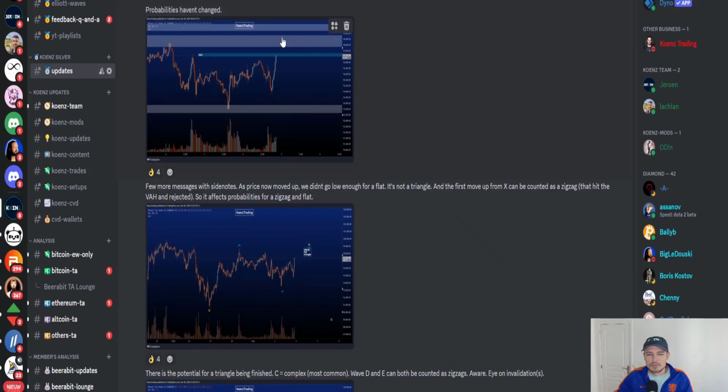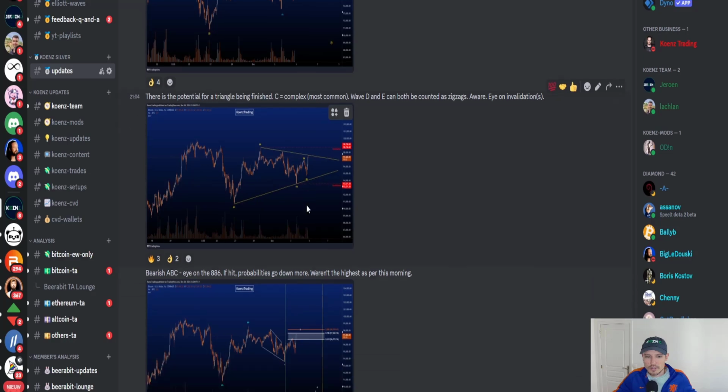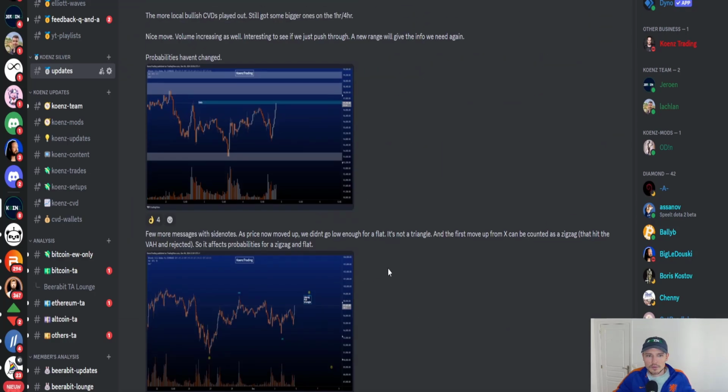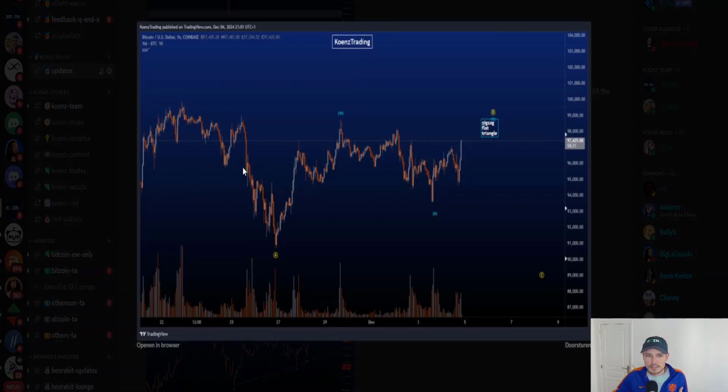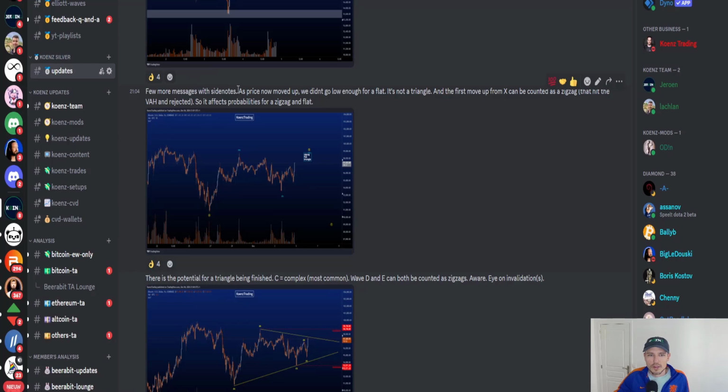Now, as price was then moving to the upside, there's a couple of things to pay attention to with regards to previous Elliott wave scenarios. Of course, the triangle is here as well, right? But first of all, the potential for a zigzag in an ABC. Because price moved to the upside here and took out that previous high, the rejection of the value area high, wave Y and then a WXY sideways double combo in B didn't actually work anymore. So as price now moved up, we didn't go low enough for a flat in a wave Y. It's not a triangle, right?